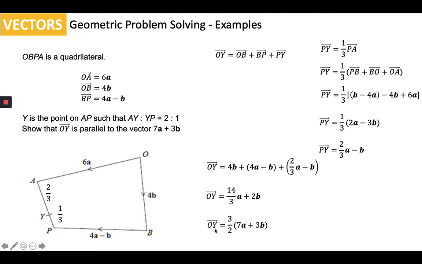That means I'm saying that OY times by some constant equals the vector. At that point, I'm done. I've shown it. That'll get you full marks. If you want to, you can write therefore OY is parallel to the vector 7a plus 3b. But that's what we need to do.